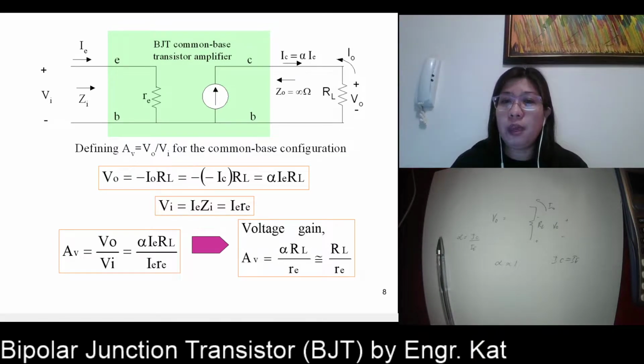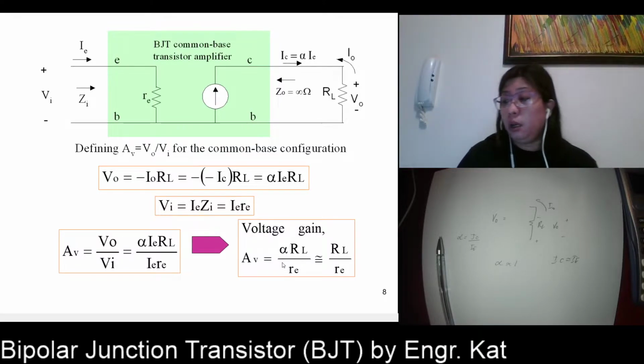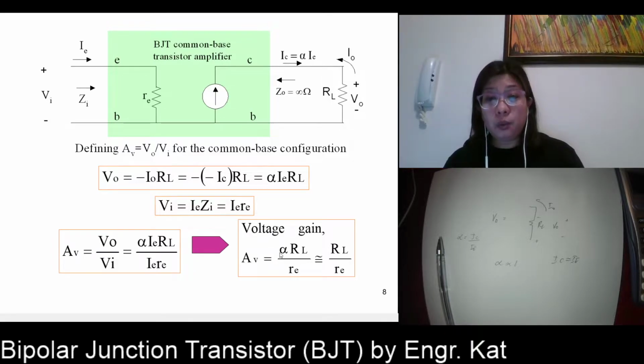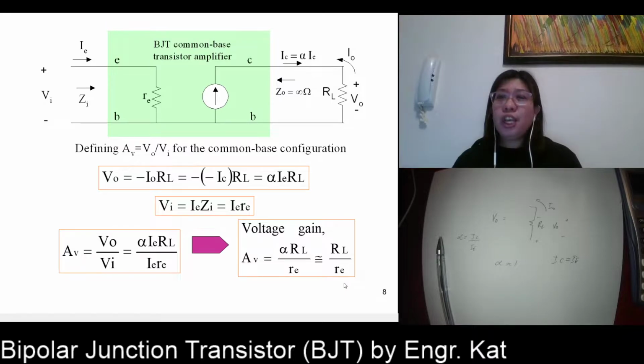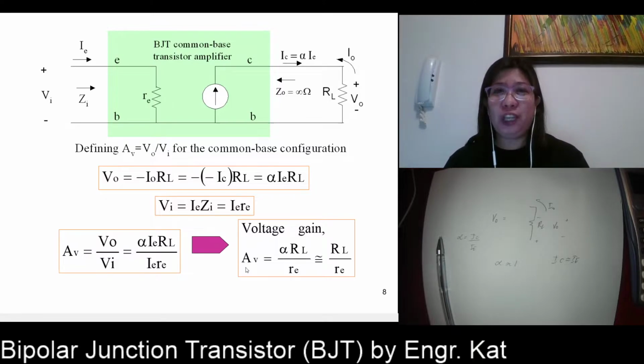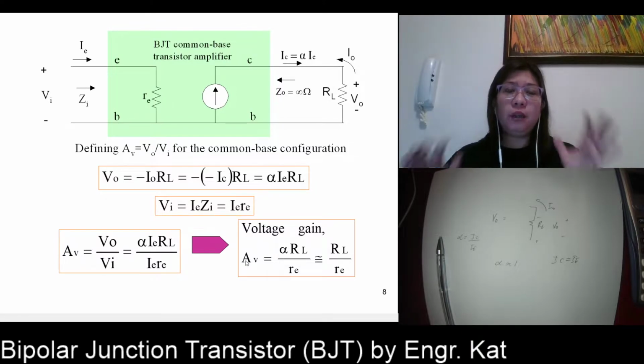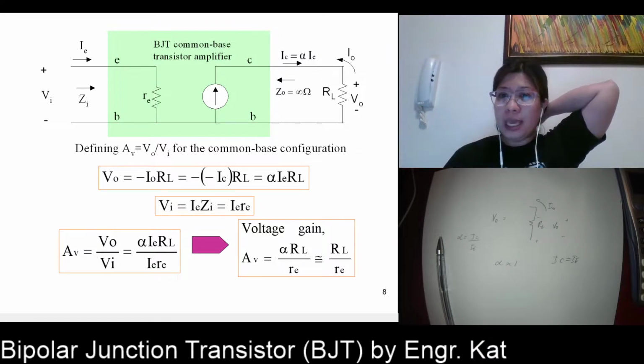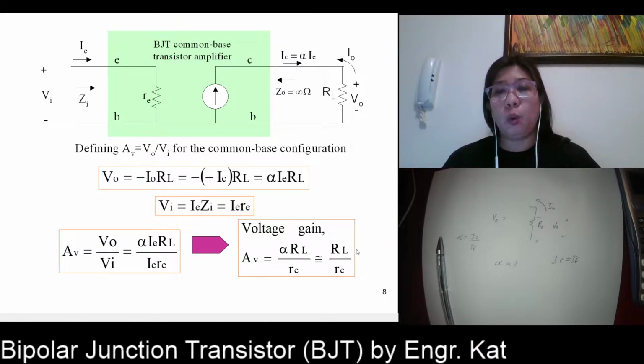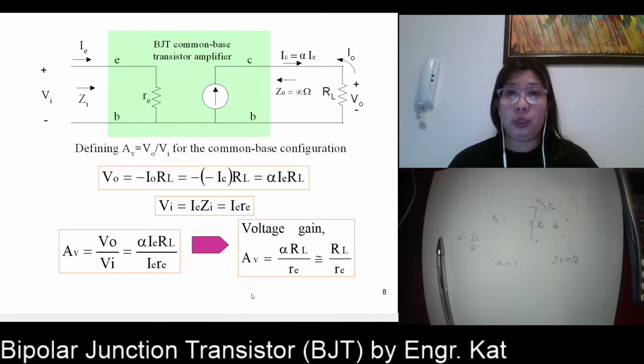So if we assume this to be approximately equal to 1, we can have the voltage gain, which is equivalent to RL divided by RE. So we have here a ratio consisting of resistors, and yet we are solving for the voltage gain. What is the unit for voltage gain? The voltage gain is always unitless. Why? Because RL is in ohms and RE is also in ohms, so the ohms will be cancelled out. Therefore, voltage gain has no unit.